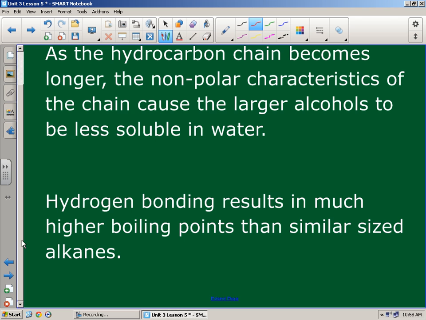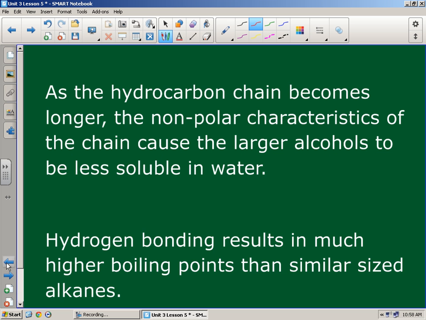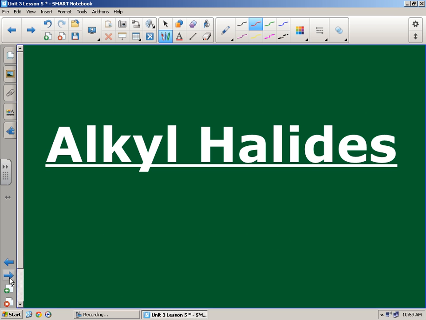Hydrogen bonding results in higher melting and boiling points. So if you had, for example, pentane, which is nonpolar, C5H12, just carbons and hydrogens all the way around, and if you had pentan-1-ol, the pentan-1-ol is going to have a higher melting and boiling point because it's polar. Pentane has London forces, technically. So hydrogen bonding results in much higher boiling points than similar-sized alkanes. As far as comparisons, pentane would have a lower melting and boiling point. Pentan-1-ol or pentan-2-ol would have a higher melting and boiling point, because of hydrogen bonding, for alcohols, of course.